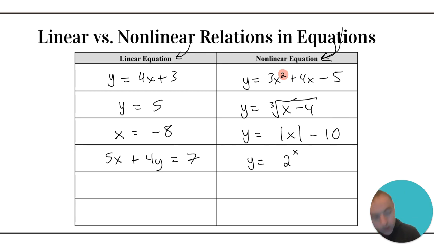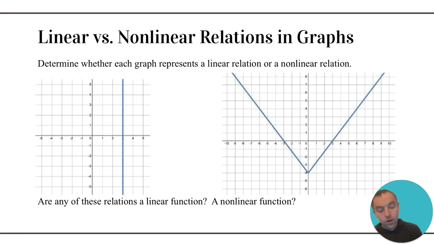Okay? All right, so we are asked here to determine whether each graph represents a linear relation or a nonlinear relation. So in the first example right here, this is definitely a linear relation because it's a straight line, right? This turns out to be a nonlinear relation because it's not a straight line. It has straight components to it, but ultimately the whole thing is not a straight line. So it's definitely nonlinear.